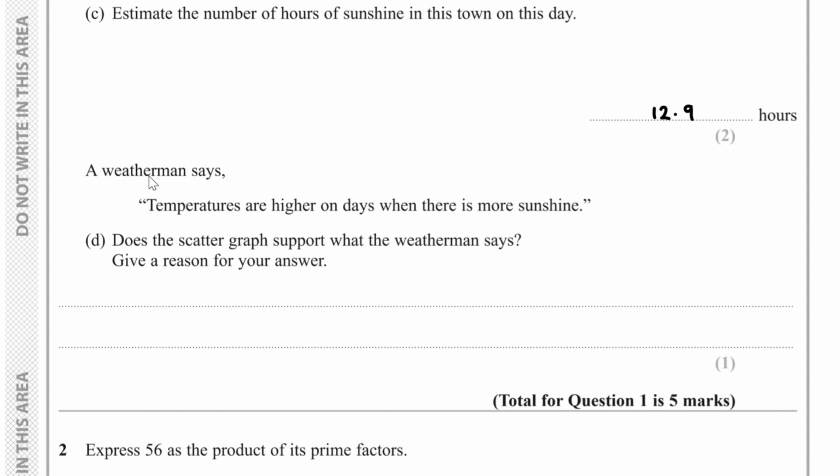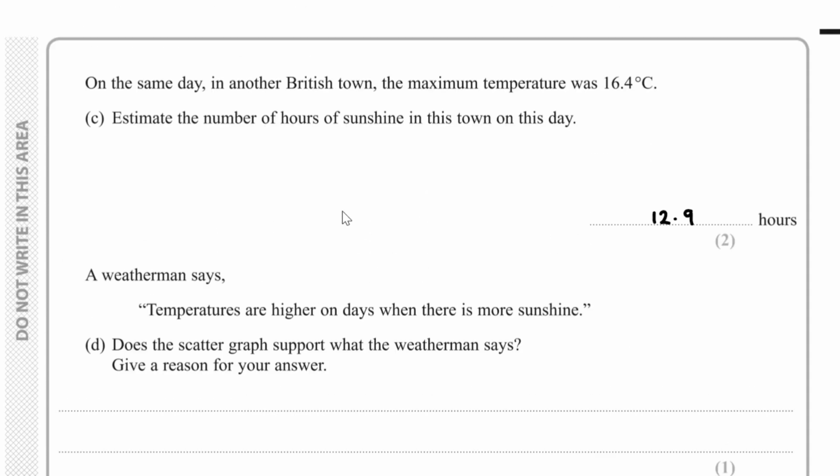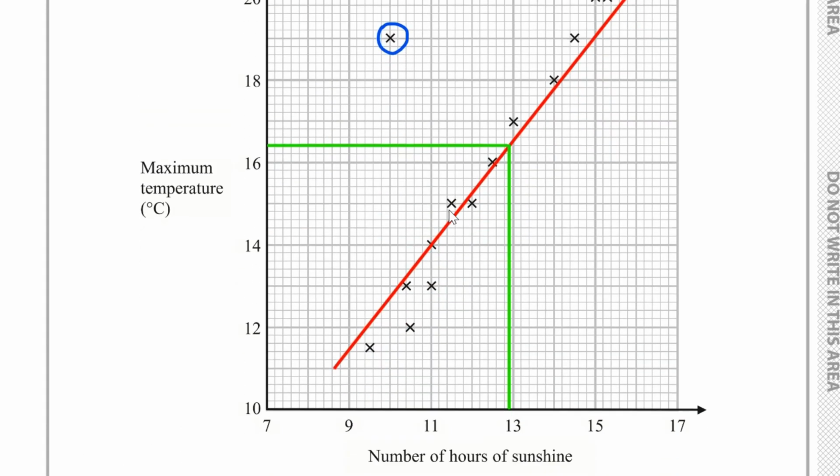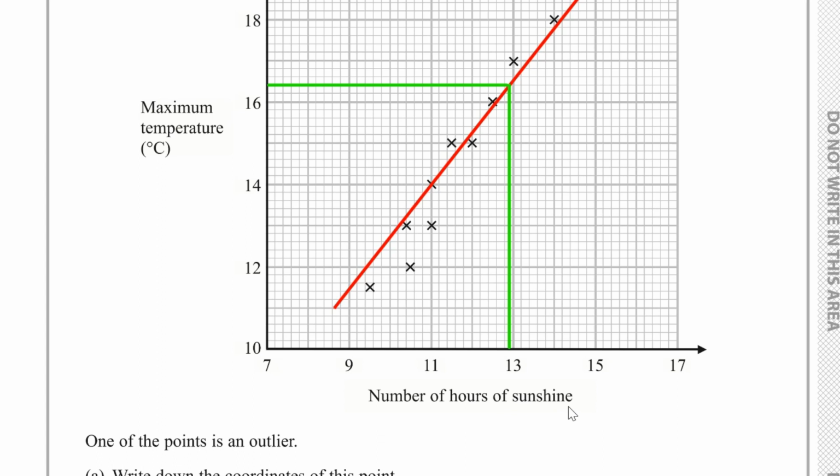For part D, a weatherman says temperatures are higher on days when there is more sunshine. Does the scatter graph support what the weatherman says? Give a reason for your answer. Well, over here, if we go back to the scattergram, apart from this particular point here, you can see as the number of hours of sunshine increase, so does the maximum temperature.